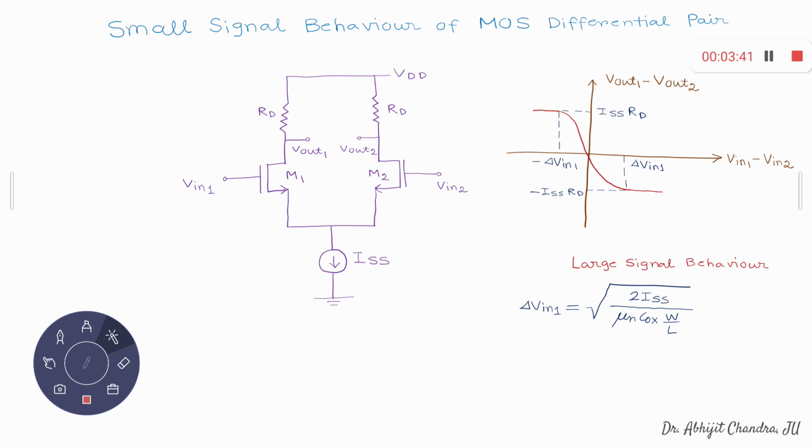So that we discussed last day, the large signal analysis, and today we will observe the gain. We will calculate the gain of this differential pair, keeping in mind that the maximum differential voltage should be within the limit of delta V in 1. It cannot exceed delta V in 1, because if it does, then this particular pair will no longer act as an amplifier. Okay, so we have done this large signal behavior last day.